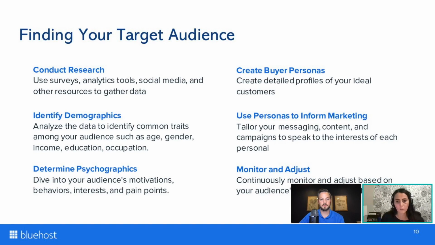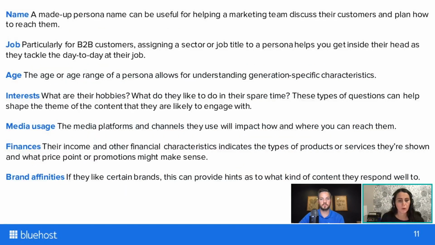So one thing that we found that we really liked as a good way to write out your persona. This is from Adobe, but again, you give them a name. So her name could be Jane, his name could be Steve, and it helps the marketing team discuss their customers. So when you're planning out your products or you're planning out your messaging, you have a real person to associate them with. Knowing what their job is, it helps you get inside their head as they tackle day to day.